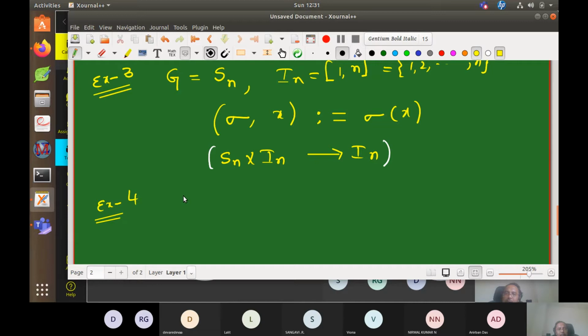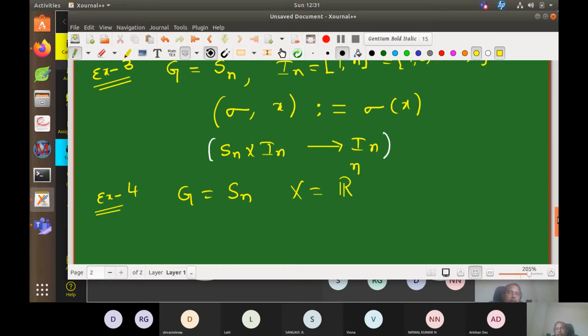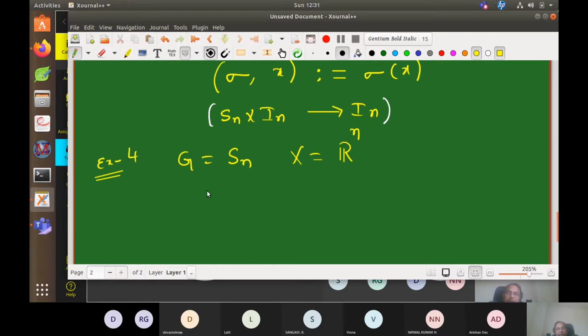Okay, so my G is again Sn. My set X is now Rn, the set of all n-tuples. Now I have to take a sigma and an n-tuple, capital X. There is a confusion between this X and that X; I hope you understand that X here means a vector. So X equals x1 comma x2 and so on up to xn.